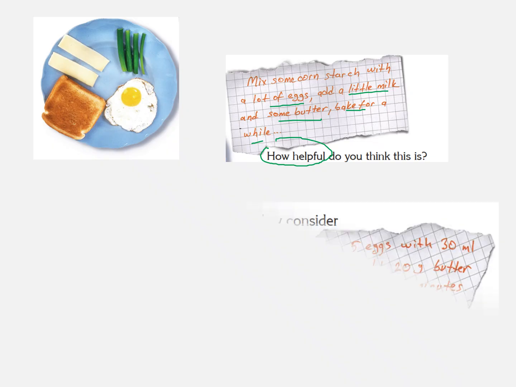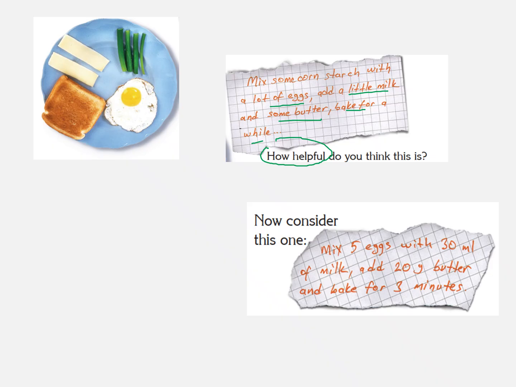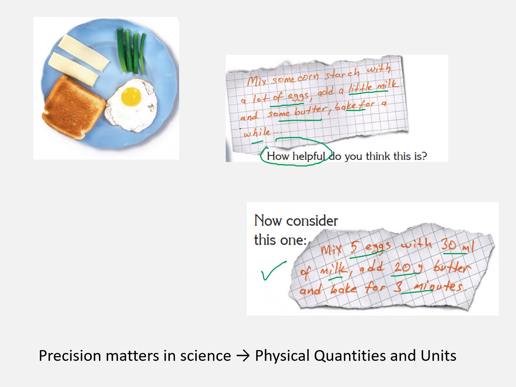Now let's consider this one. Mix 5 eggs with 30 ml of milk, add 20 grams of butter and bake for 3 minutes. Now with this recipe, anyone, anywhere in the world can make the exact same omelette. This is the power of precision, and precision matters in science.